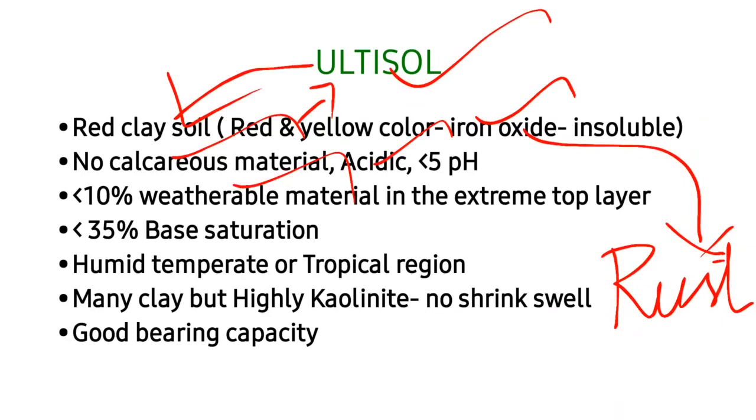But it is opposite here. It is highly acidic in nature with less than pH 5, and only less than 10% of weatherable materials is found, that too in the extreme top layers. Thinking logically, as the Ultisol is acidic in nature, it contains only few basic materials, and so the base saturation is less than 35%, and it is abundant in the humid regions. You have to remember this.